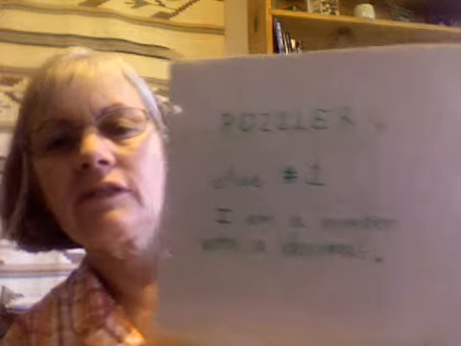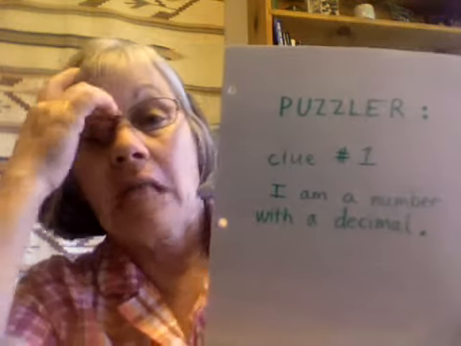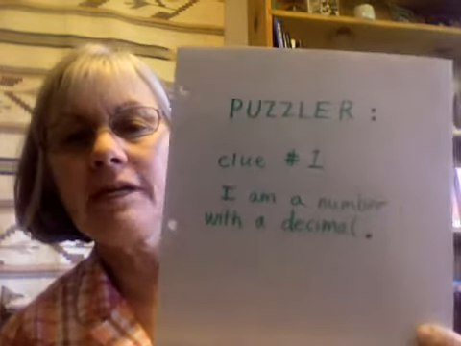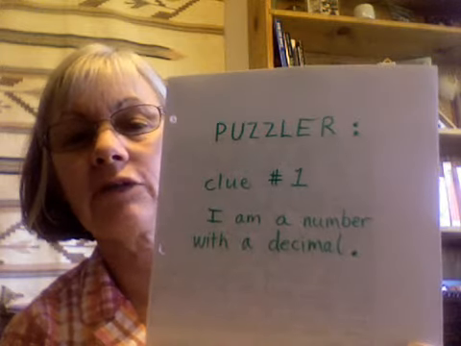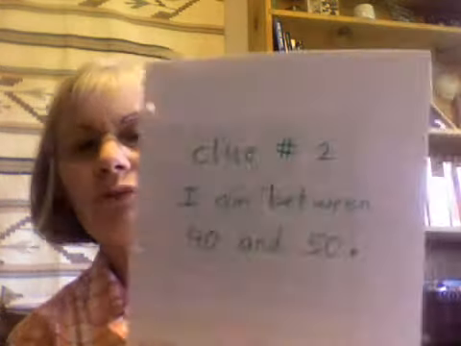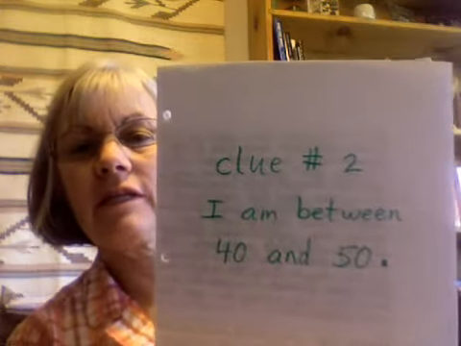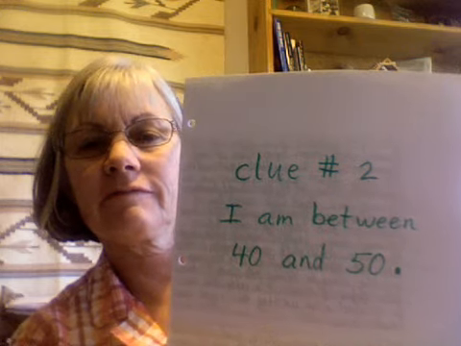Here's clue 1 of my puzzler. The answer to this puzzler is a number. I am a number with a decimal is clue number 1. Boy, that's wide open, isn't it? That could be so many choices. For today, I'll give you clue number 2 as well. I am between 40 and 50. We'll stop there. Next time, in our math video, I'll give you more clues for this number.